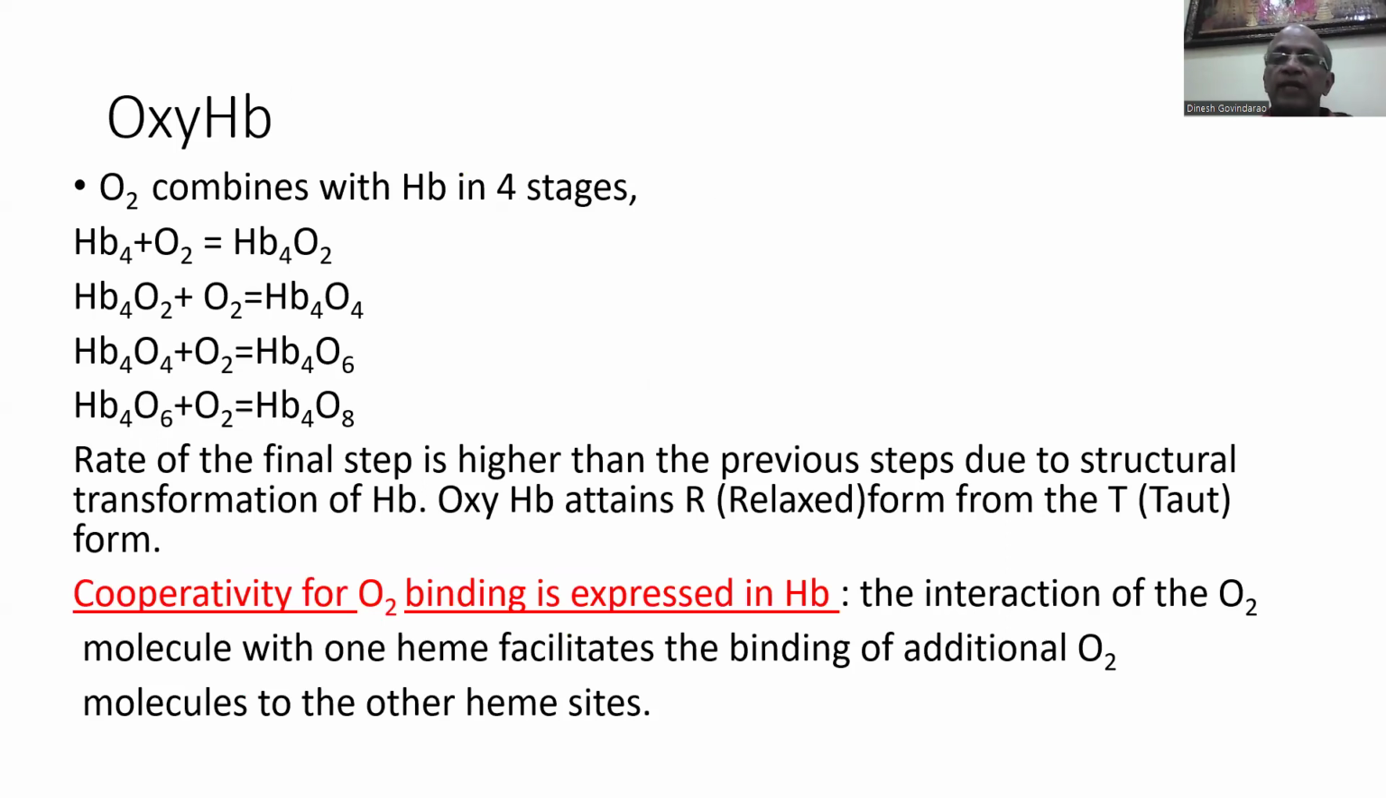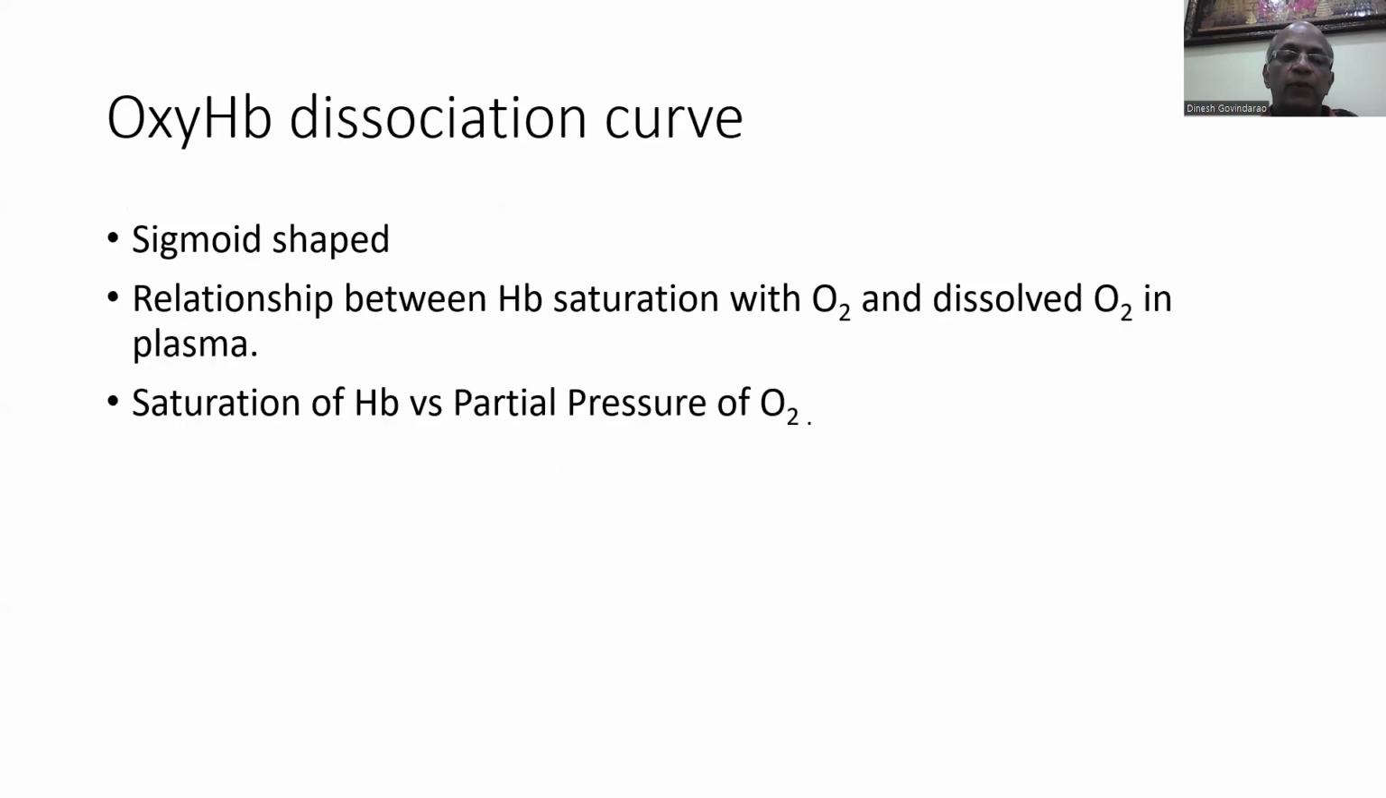So, oxygen combines with hemoglobin in 4 stages. First, one molecule gets attached to hemoglobin, followed by the successive attachments of other oxygen molecules. The cooperativity for oxygen binding is expressed in hemoglobin. The interaction of the oxygen molecule with one heme facilitates the binding of additional oxygen molecules to the other heme sites. This is because of the structural transformation of hemoglobin. The oxyhemoglobin attains the relaxed form and has more affinity for oxygen than the taut form of the hemoglobin.